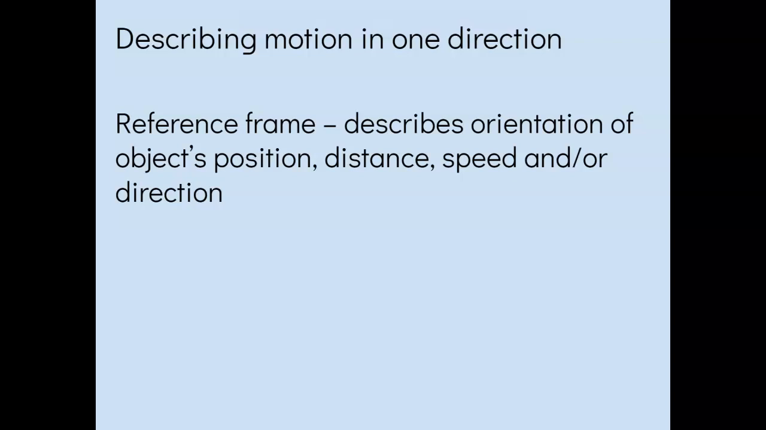So remember, if you have a car that's passing by you at 50 miles an hour, from your frame of reference, the car is going 50 miles an hour because you are a stationary point. However, if there is a car that's driving next to it that's going 45 miles per hour, in reference to that car, the other car is only going 5 miles per hour because it all depends on your frame of reference. So just remember that's the orientation of the object's position, distance, speed, and/or direction. So that's just a little review from yesterday.